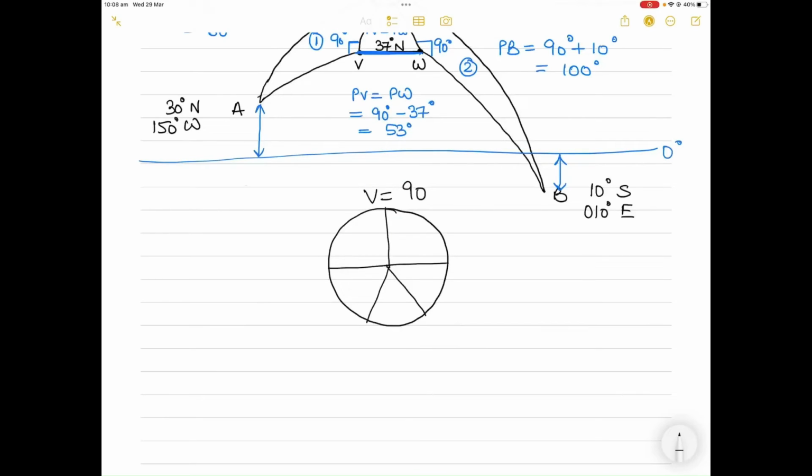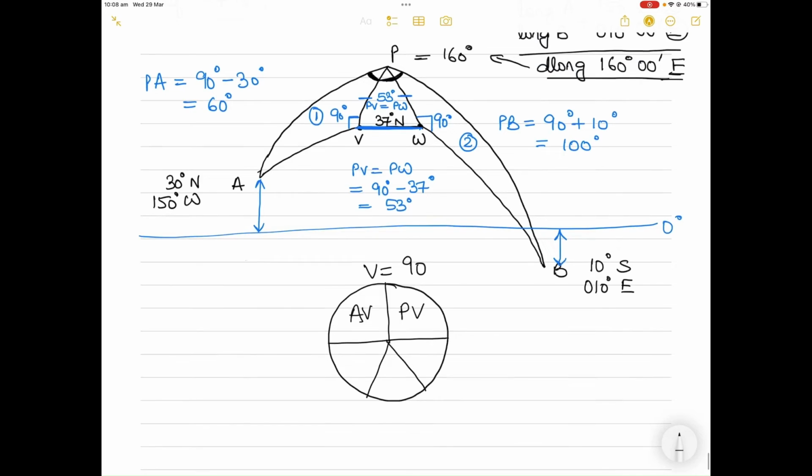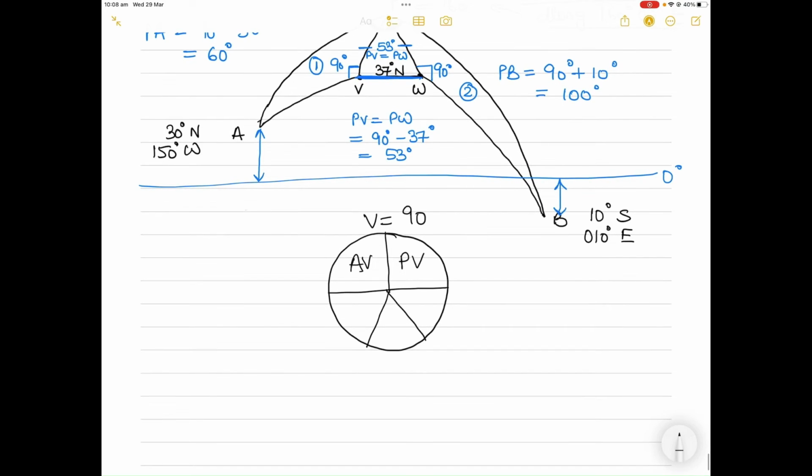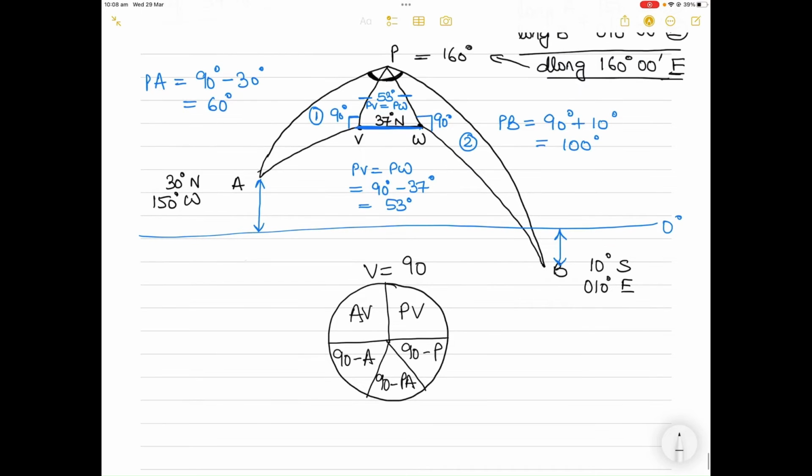Then put the sides next to the 90 degree angle now, so AV and PV. Then the angle opposite to AV is 90 minus P, and the angle opposite to PV is 90 minus A, and then put the remaining side, 90 minus PA. All right, this is using Napier's rules.